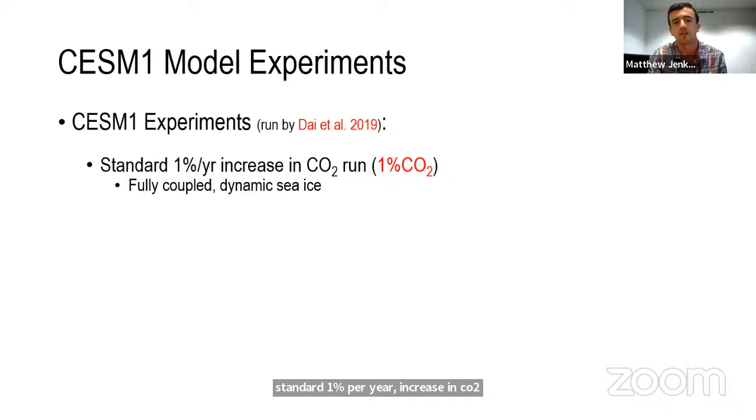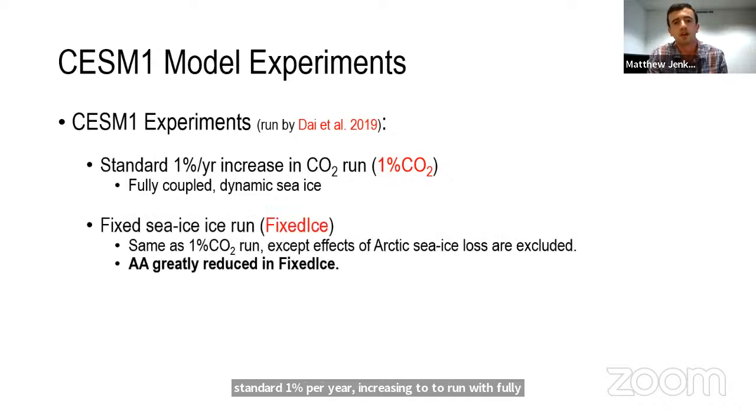coupled dynamic sea ice. And we also run a fixed sea ice run, which is the same as the 1% CO2 run, so the CO2 still increases by 1% each year, except the effects of the Arctic sea ice loss are excluded. And in the simulation, what the 2019 study showed is that fixing the sea ice effectively cuts off the Arctic amplification. So the Arctic warms at a similar rate to the rest of the world in the fixed ice run.